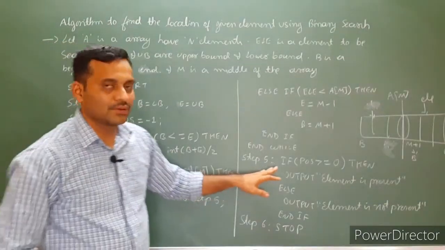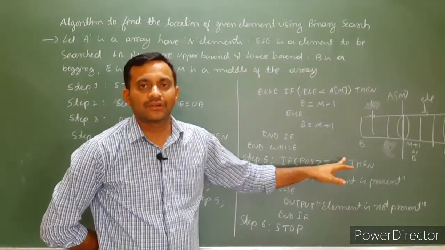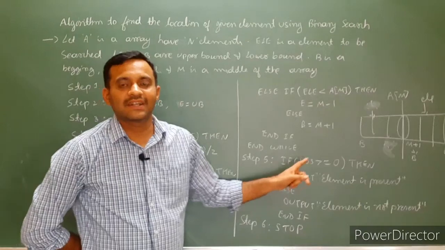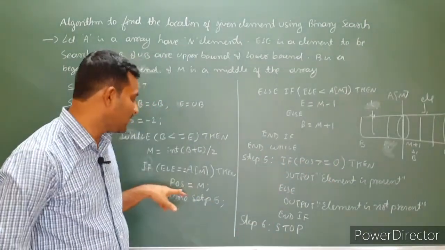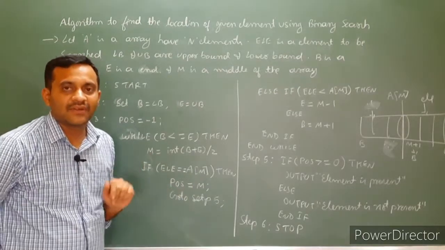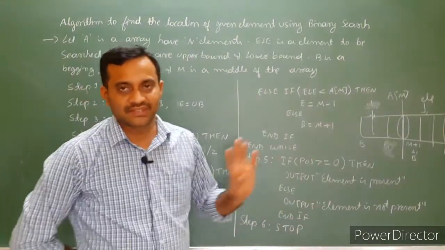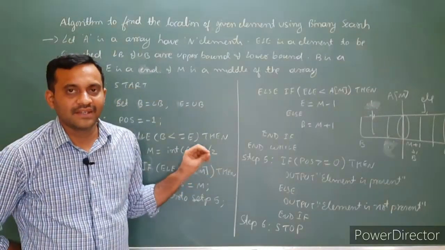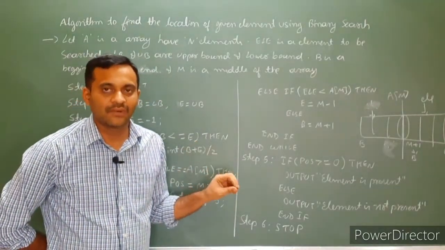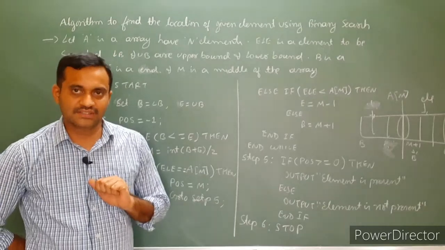After that, we conclude: if position is greater than or equal to 0, the element is present. At the same time, we have to print the position. Otherwise, the element is not present. So that is the algorithm to find the location of a given element using binary search.